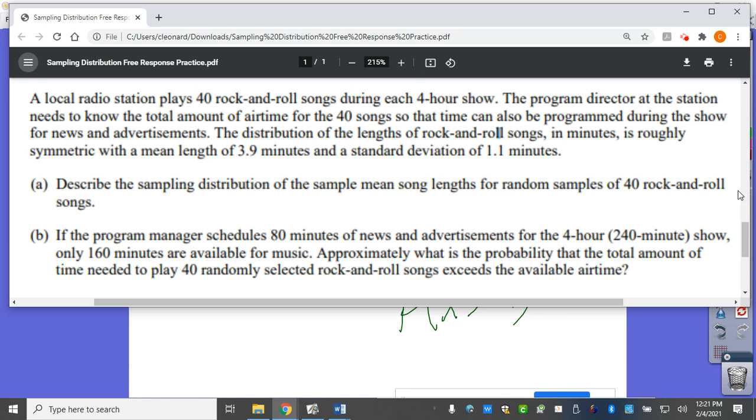What's the first thing we check in plan? 10% condition. So capital N is greater than or equal to 10 times lowercase n. What is our lowercase n? 40, which gives us 400. So capital N is greater than or equal to 400. So we would write there are at least 400 rock and roll songs. So 10% condition is good.